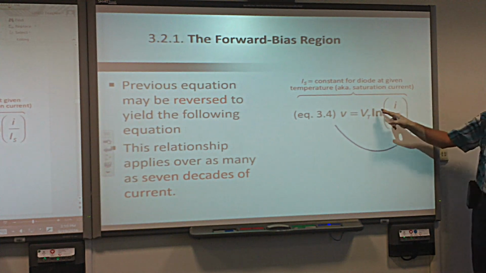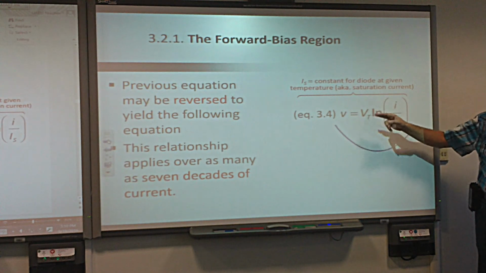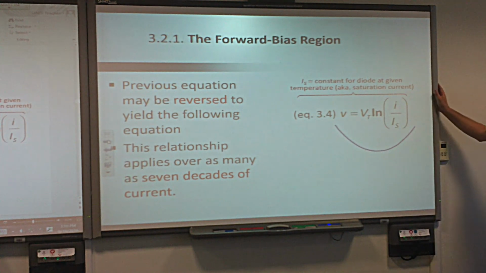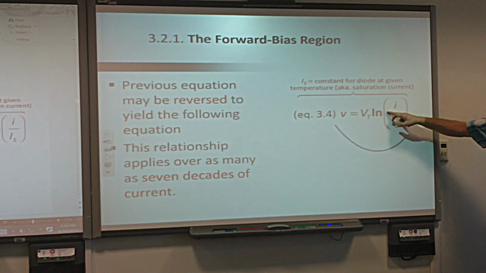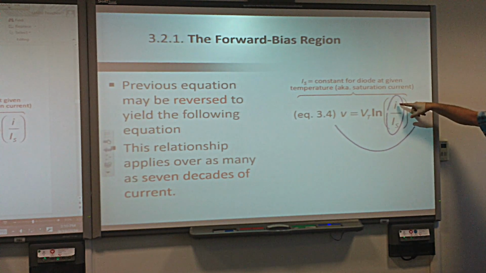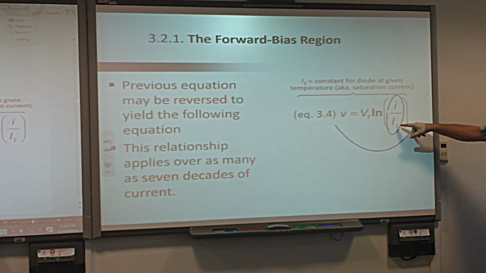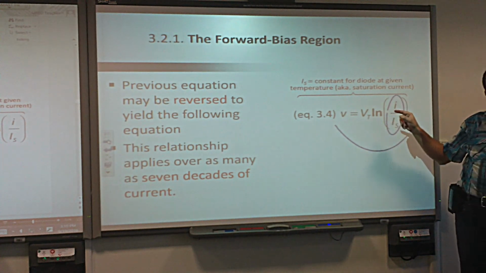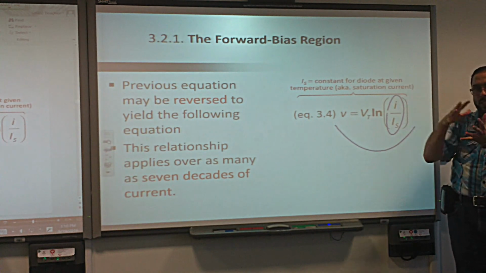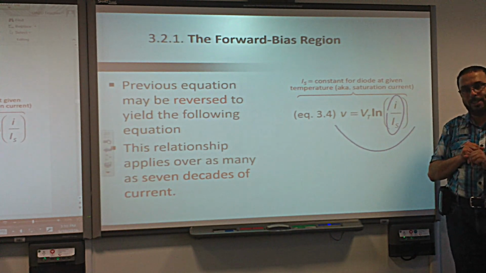Why? Because the logarithm function does compress. Logarithm of 100, if we take base 10, is almost equal to 2. Yes or no? So 100 is the input. 100 here means the current is 100 times the saturation current. See, 100 times. Logarithm of that is 2. See, it compresses the value, gives you a small value.